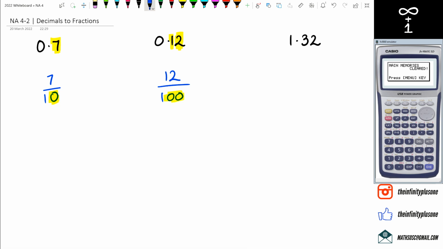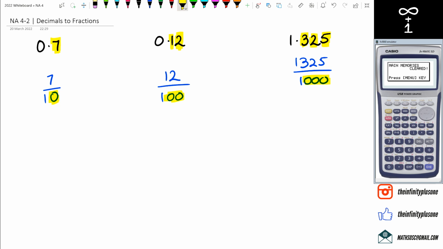Likewise, let's make this 1.325, all right, just because we can. And if you look at it, we've got 1, 2, 3. So we're going to write this down as 1,325. And we counted three numbers after the decimal point, so we're going to put down 3 zeros in the denominator.